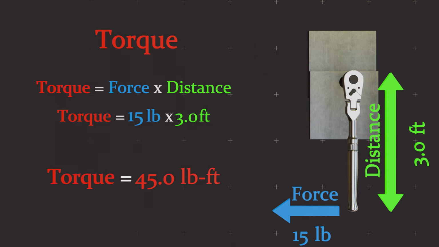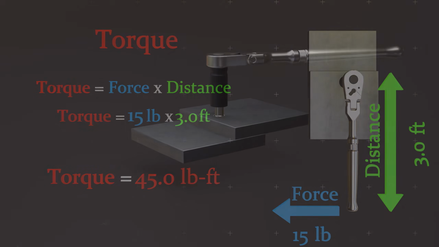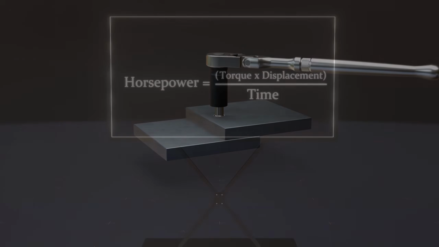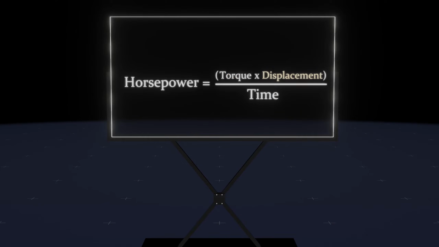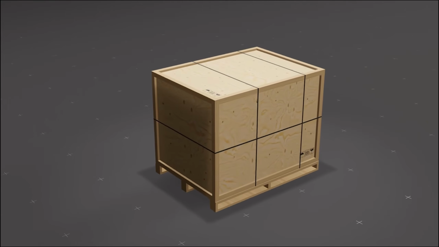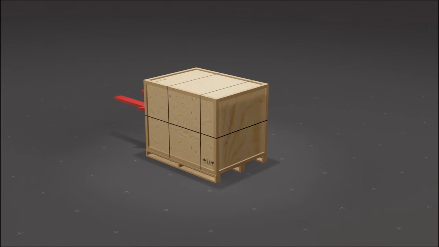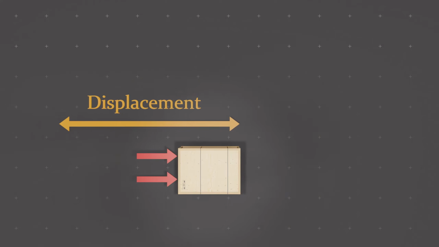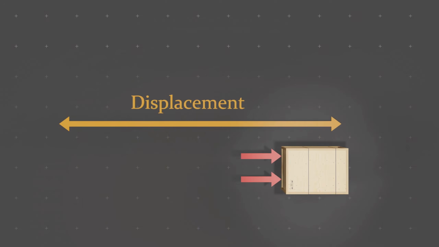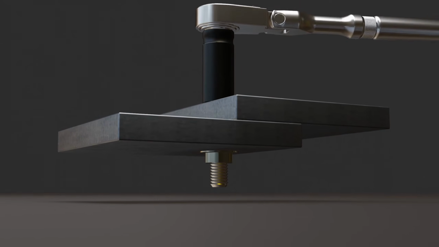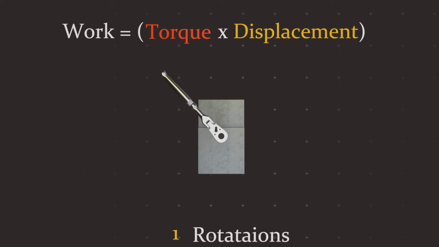So torque is the force acting through the ratchet on the bolt, but what happens when the ratchet moves with the bolt? Well, this leads us to our second variable in our equation of work, displacement. When a force displaces or moves an object, we consider this work. A great example of work is this crate being displaced by this force pushing it. Similarly, when the torque displaces this ratchet and bolt, work is being done. Displacement in this example is measured in rotations.